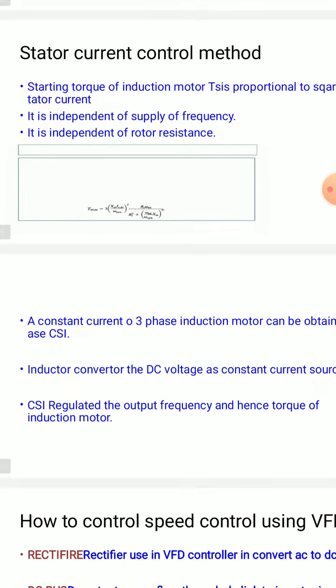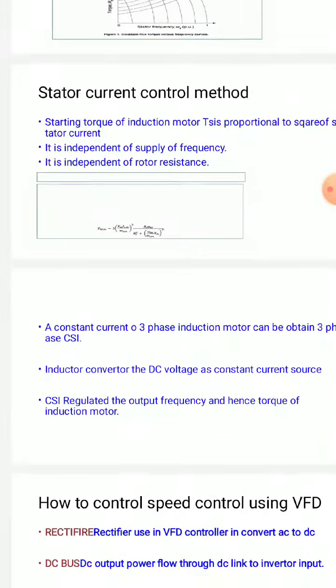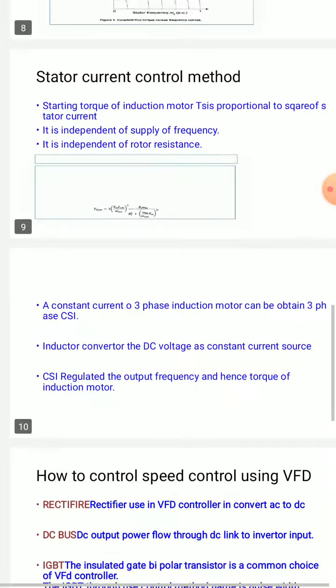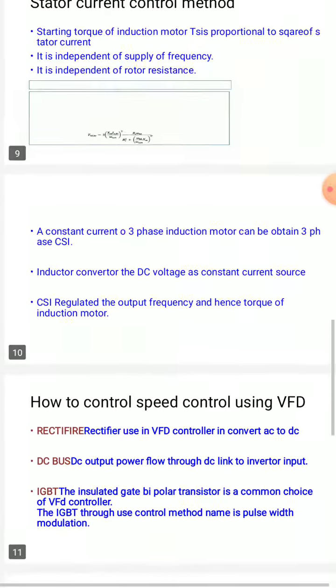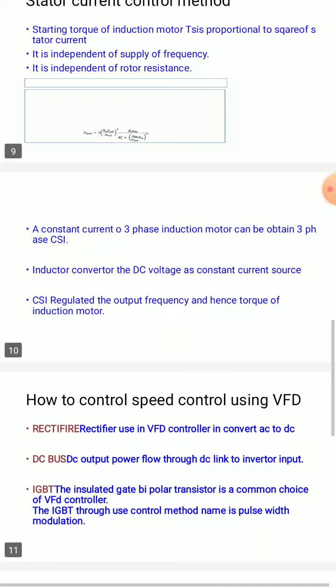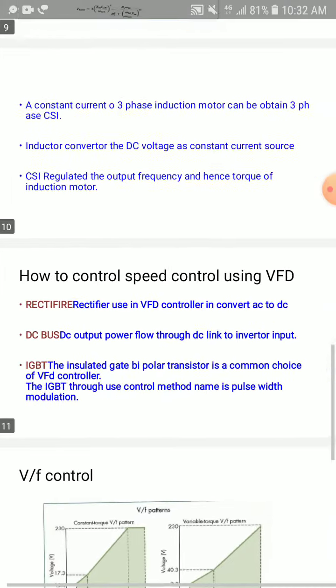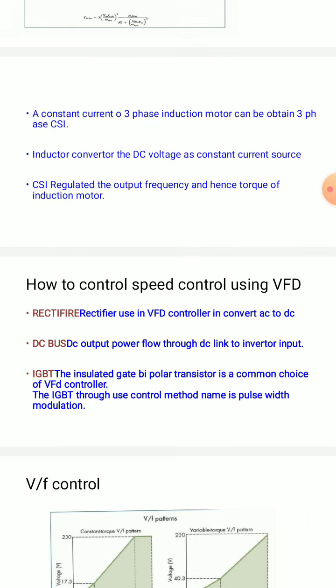A constant current for a three-phase induction motor can be obtained from a three-phase CSI, current source inverter, with a converter. The DC voltage is a constant current source. The CSI regulates the current and hence the torque of the induction motor.